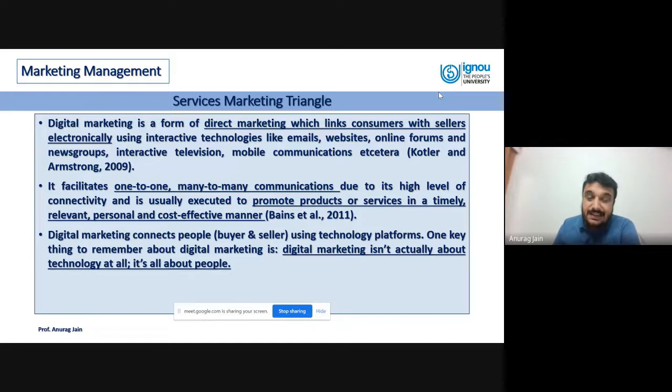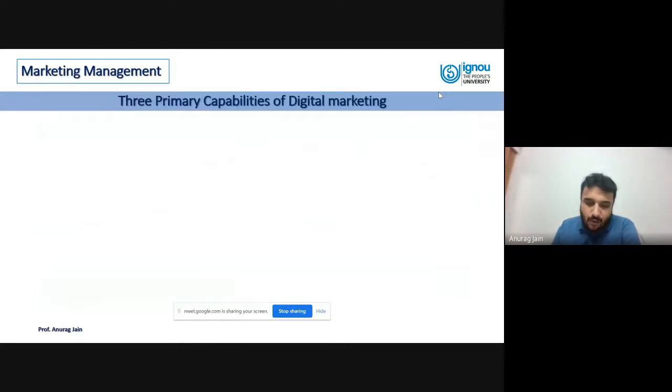So that is the understanding which we have to keep when we are talking about digital marketing. I hope this makes clear the meaning of what digital marketing is. Now we'll talk about the three primary capabilities which digital marketing possesses, which make digital marketing more effective as compared to traditional marketing.